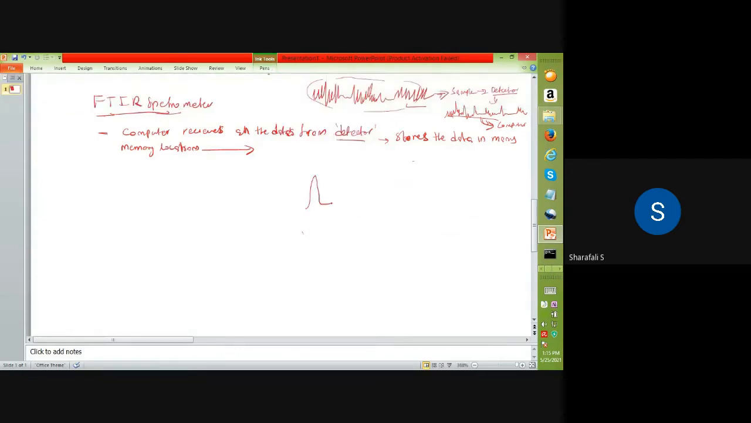So, for example, if you consider a spectra like this, okay, and there is some noise here, because it is coming from some scattering or something. So this is in frequency domain because this will be much easier to inspect. So the computer will be analyzing that in the time domain and converting that into frequency domain by using Fourier transform technique.